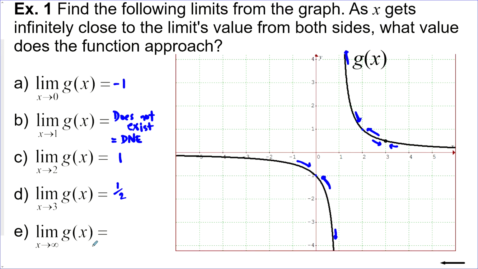Same with the next one here, the limit of g of x as x approaches infinity. So as we go off here forever, what value does this get closer and closer to? We know that it gets closer and closer to its horizontal asymptote, which is 0.